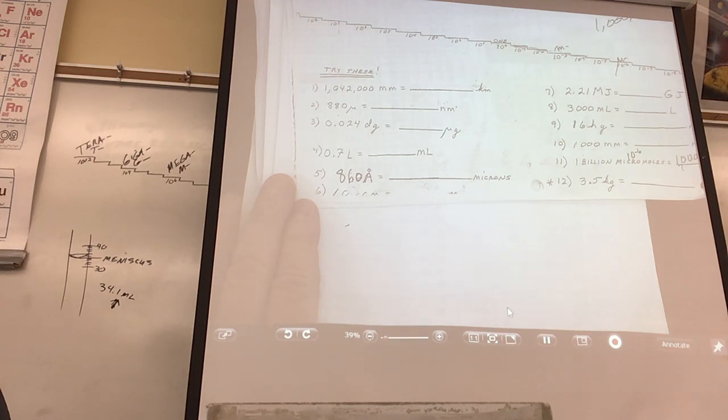Now, let's say that you had a partner, but you still don't know how to do it. How about that? Is that possible? Okay, let's take a look at number 2.